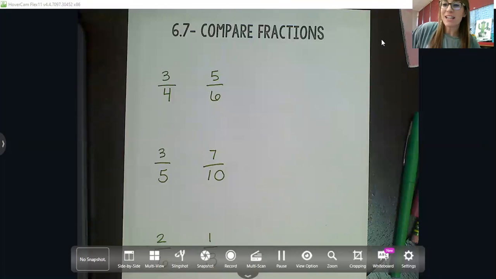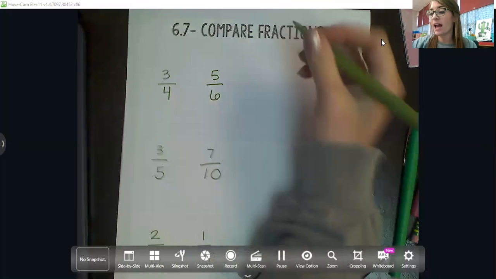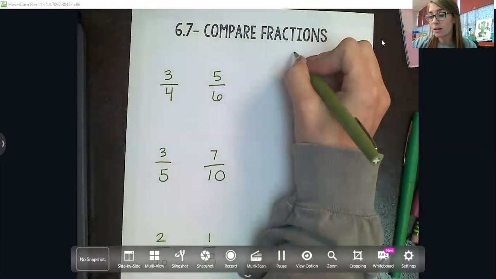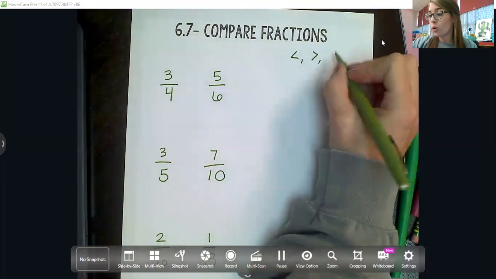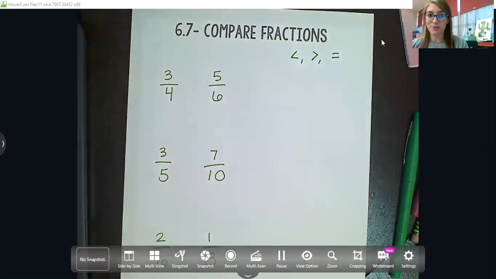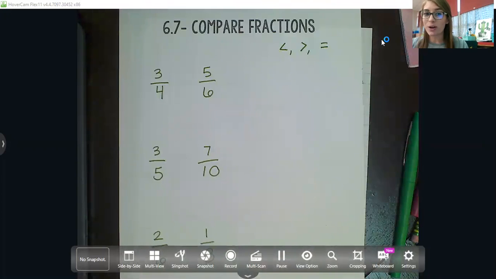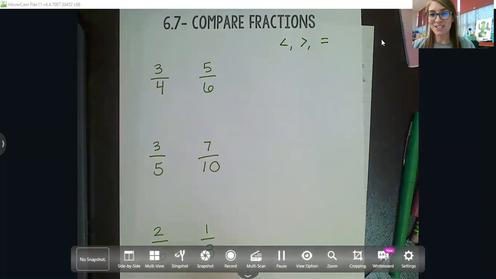All right, so today we're going to be doing lesson 6.7 and we're going to be comparing fractions, which means we're going to be looking at if they are less than, greater than, or equal to each other. Okay, and I have a really quick way that we can solve these too.